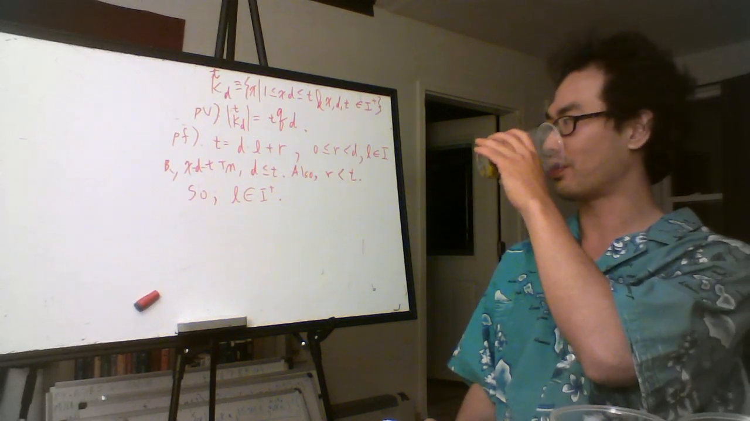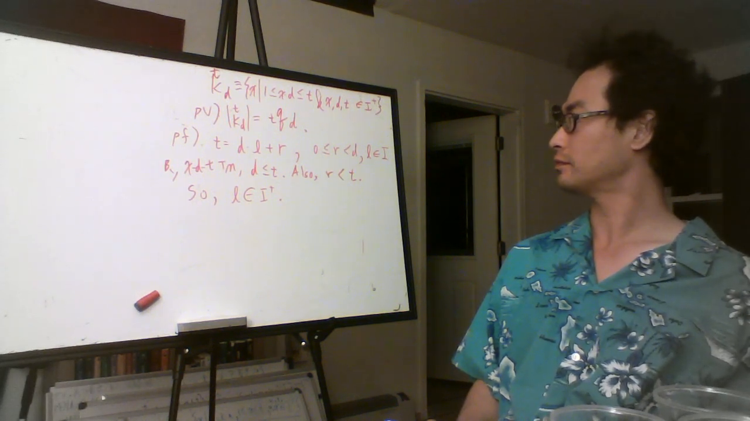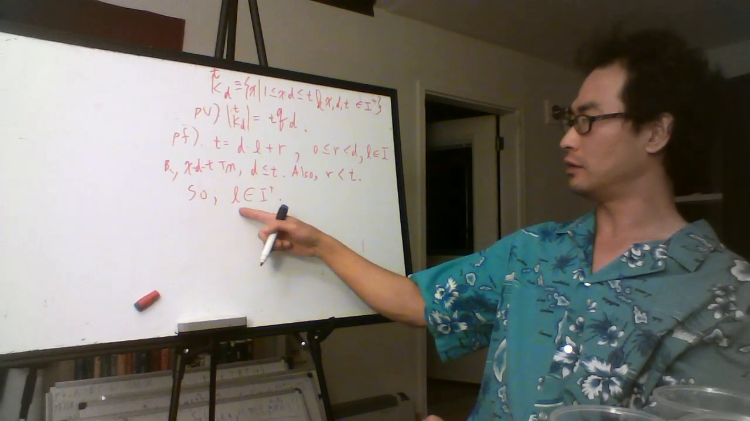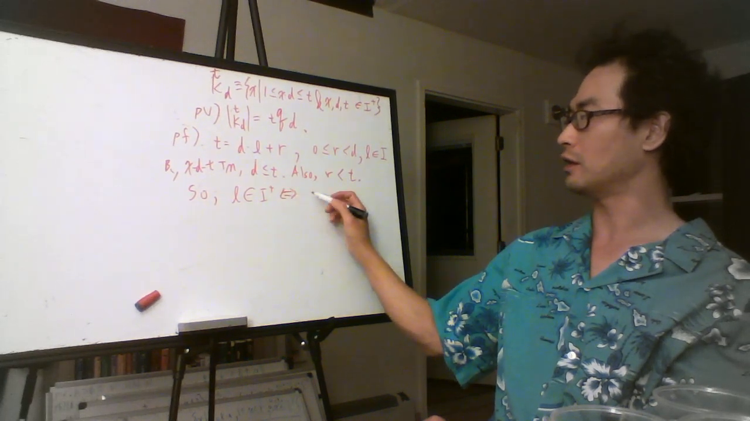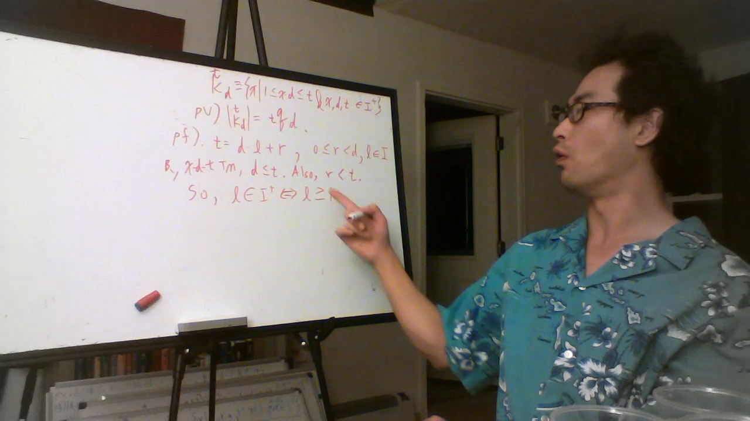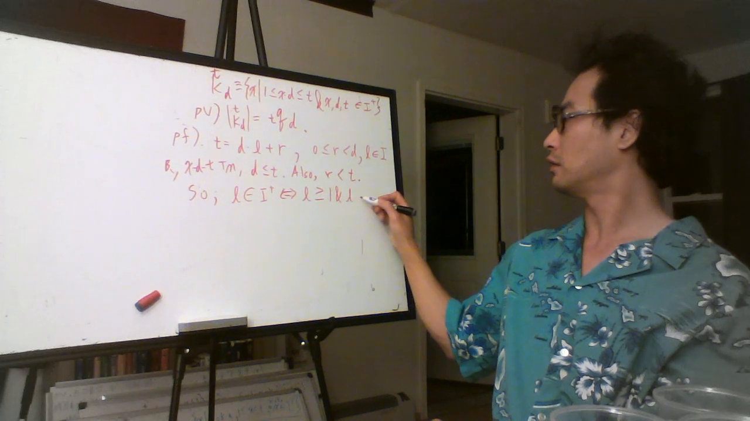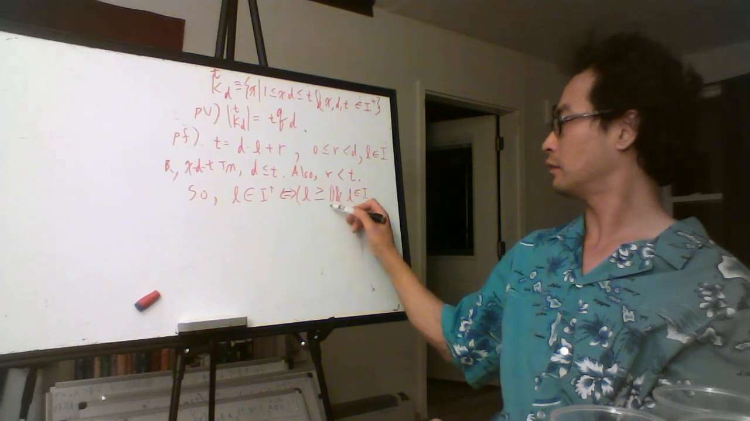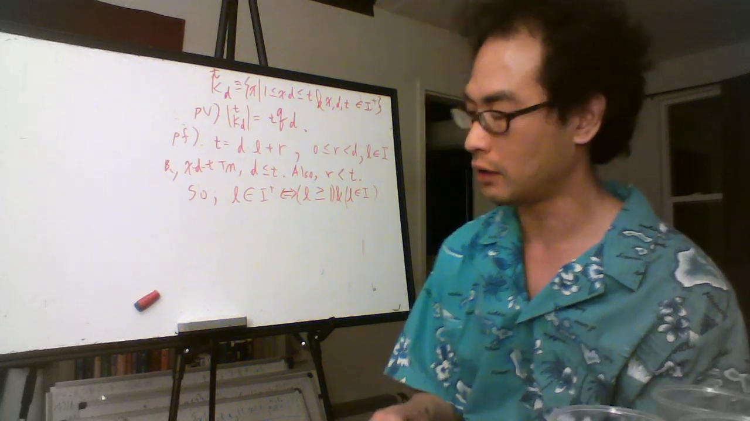Now, we assume that L is an integer, right? So this L belongs to the positive integers, which is equivalent to saying L is one or more. Positive integer, okay. And L belongs to the integers.